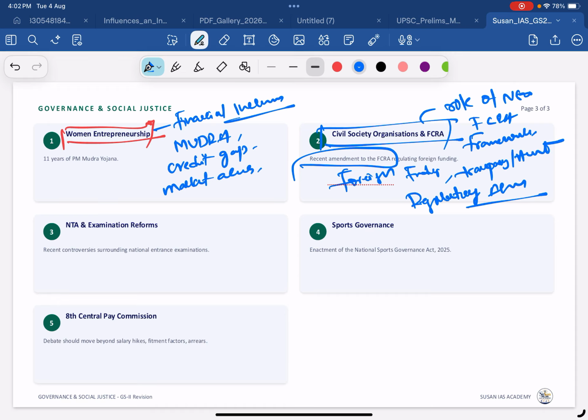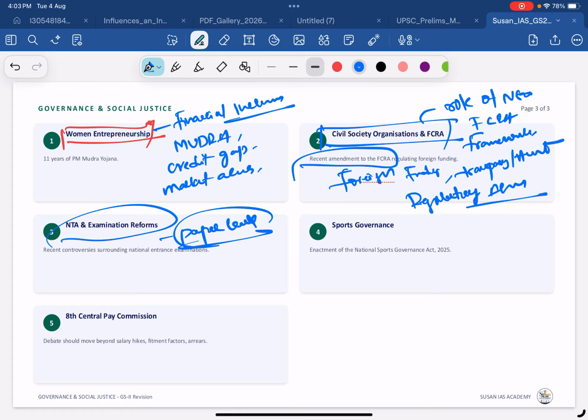Okay. And the NTA and examination reforms also, right? Institutional structure, examination integrity, paper leaks. This can also be an expected question. And cyber security issues, accountability, and reforms needed for these paper leaks, one can cover here also.